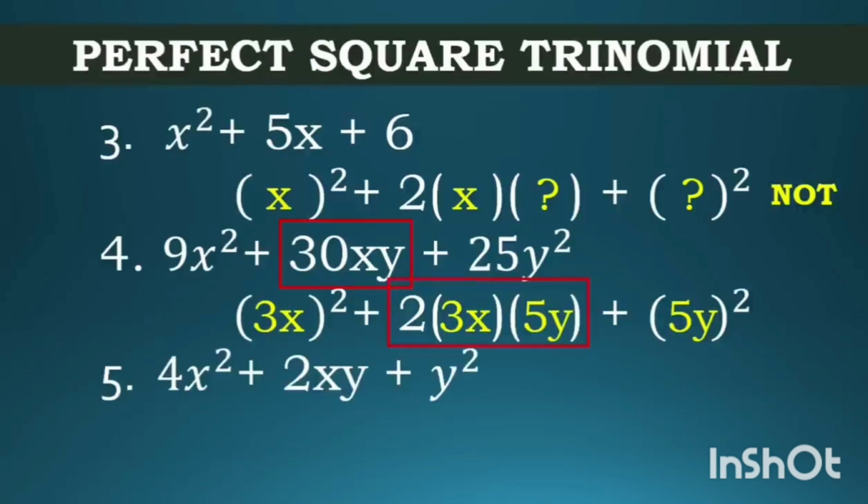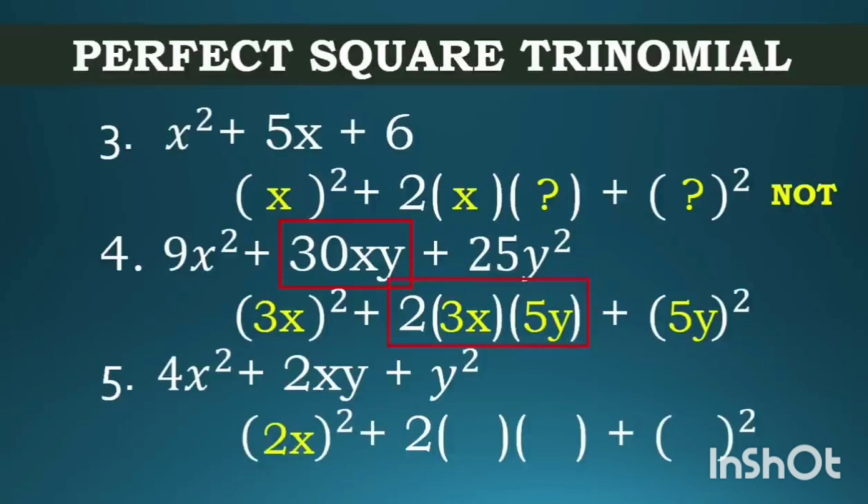And then 4x squared plus 2xy plus y squared. So our first term is a perfect square, that is 2x. Our last term is a perfect square also. And then we will multiply 2x and y and then times 2 pa. So we will now have 2 times 2.